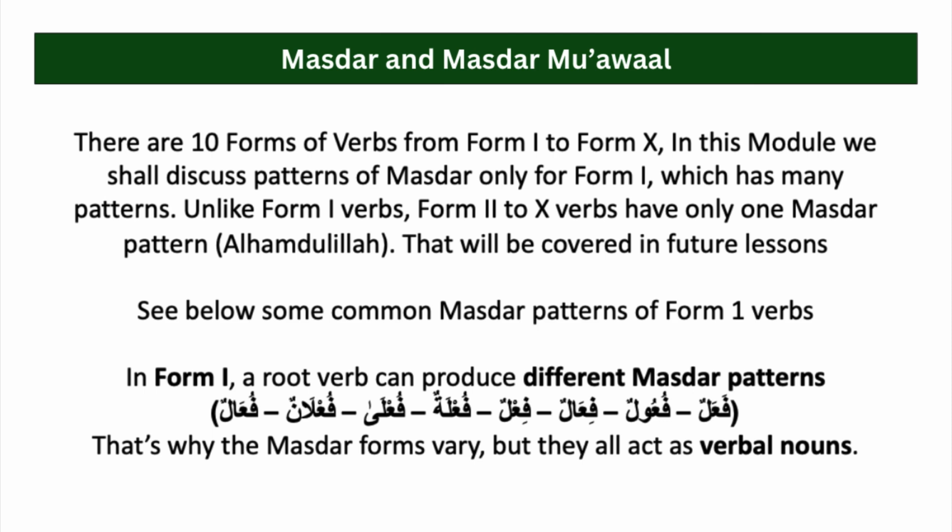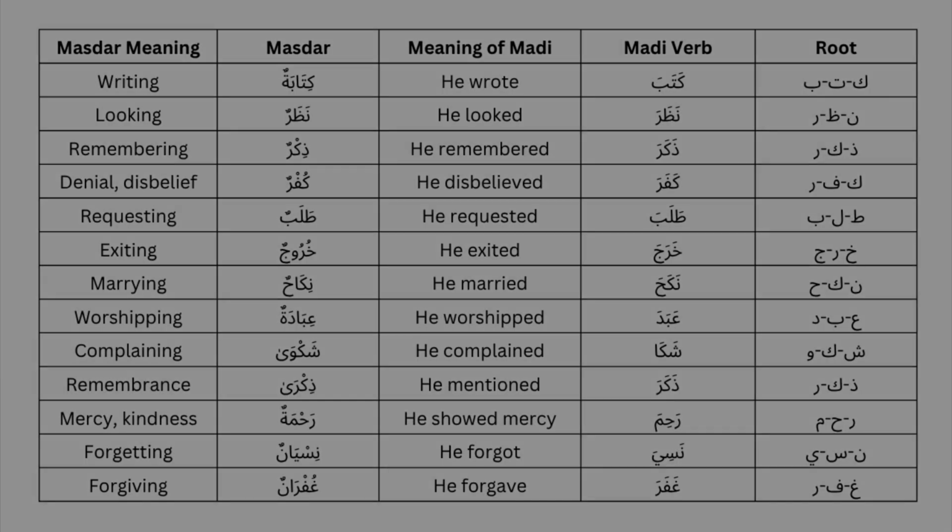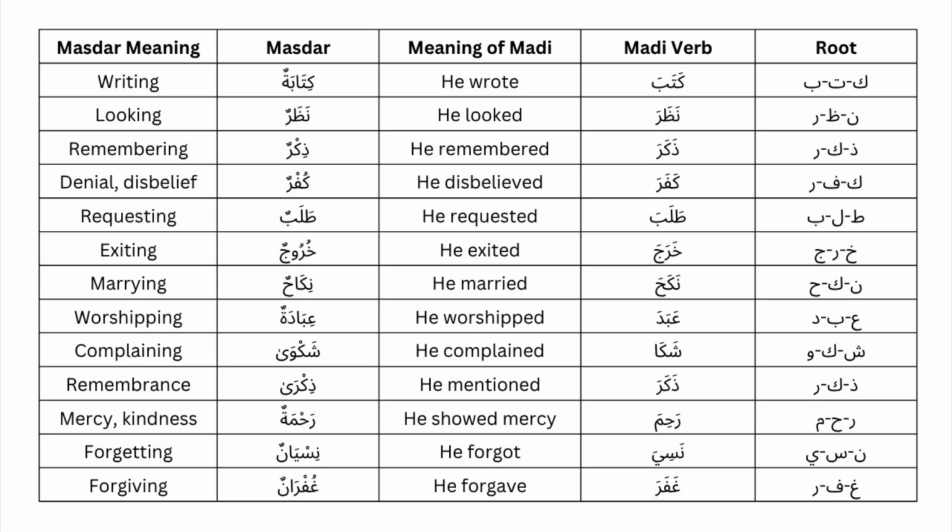You can see some of these patterns listed here, such as fa'lun, fu'ulun, fi'alun, fa'alatun, fi'lun, fu'lun, fa'lan. Now do not worry about memorizing these patterns at this stage. This is just to show you that in Form 1, masdar forms can vary. However, there is some good news. From Form 2 to Form 10, the masdar usually follows one consistent pattern, which makes it much easier to learn later. Now let us look carefully at this table in front of us.